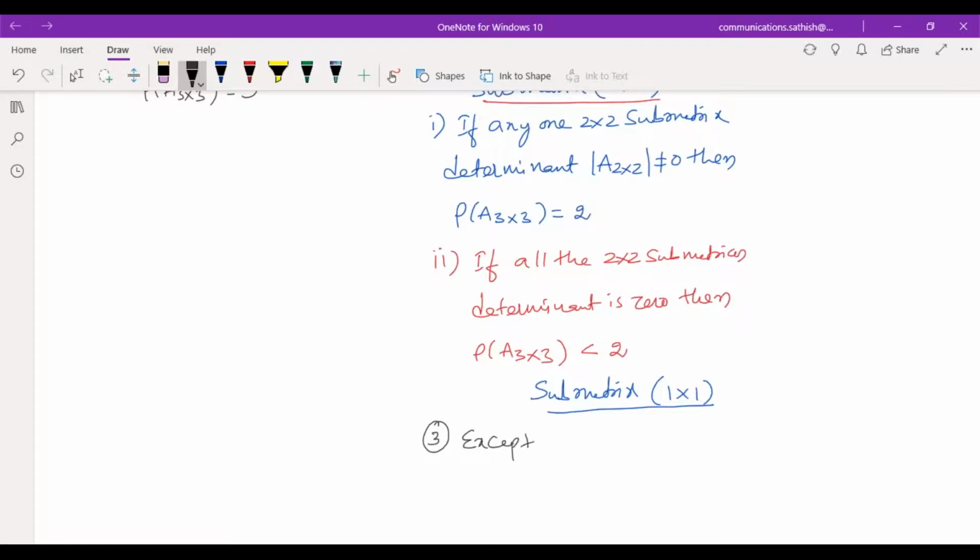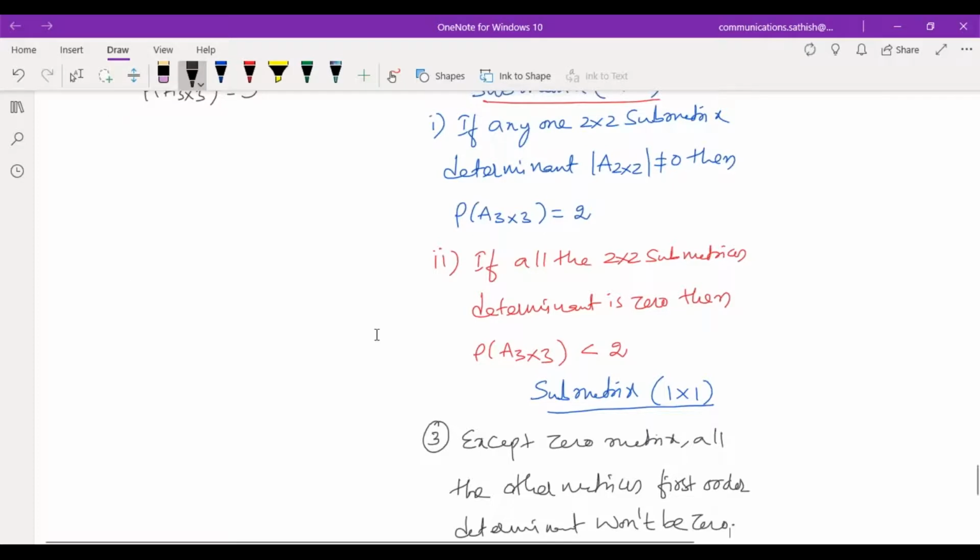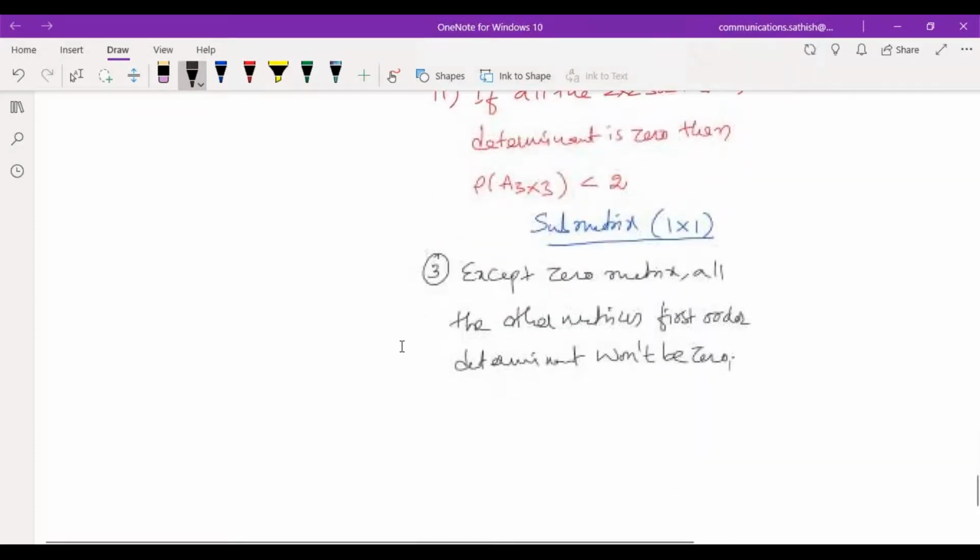The third point: except for the 0 matrix, for all other matrices, the first order determinant won't be 0. Am I correct or wrong?